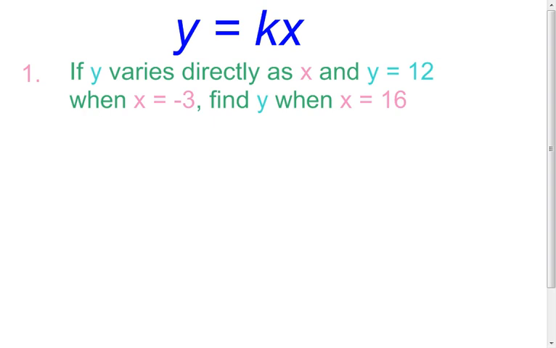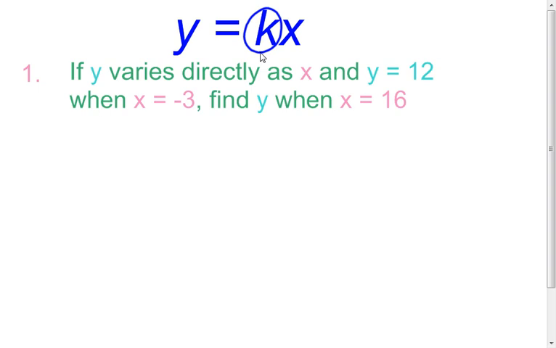The basic equation for direct variation is y equals kx, and your job is to put in some values and figure out what this k is. K stands for constant. It's a number that you can multiply one variable by to get the other variable. Okay, so here's how this is going to look.